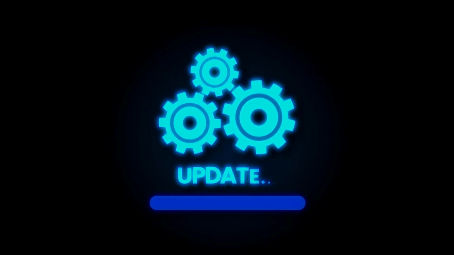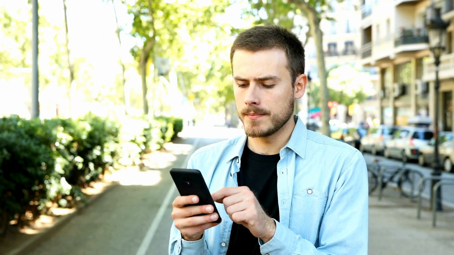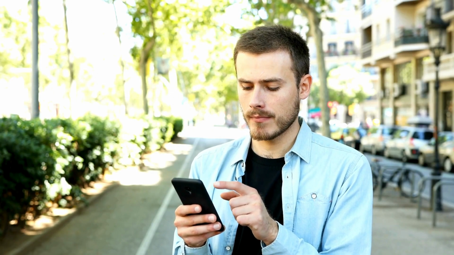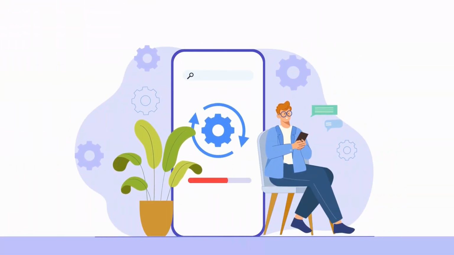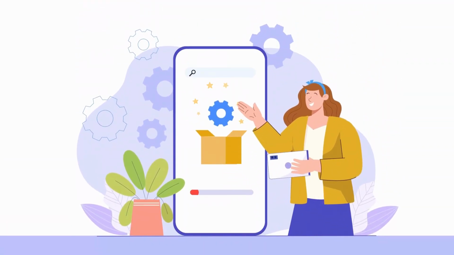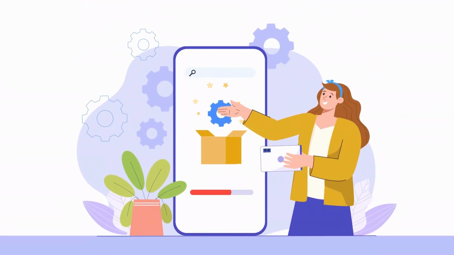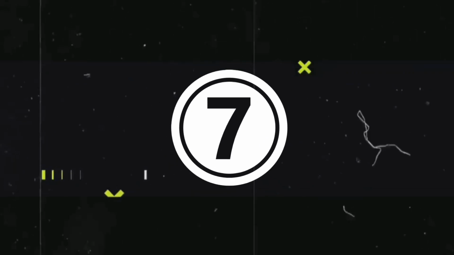Number 6. Update the Instagram app. Using an outdated version of the Instagram app can also lead to problems. Make sure you're always running the latest version of the app to avoid glitches. Keeping your apps updated ensures you have access to the latest features and bug fixes.